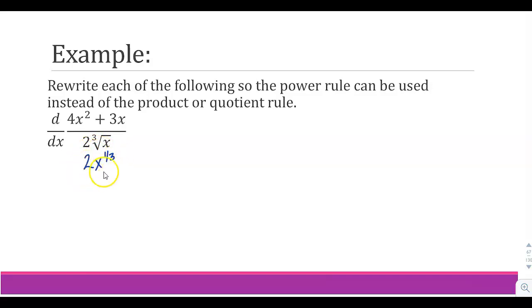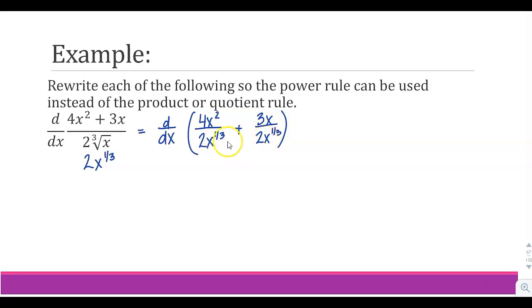And the whole idea behind the one term on the bottom being helpful is that it allows us to split up the fraction. So we're going to take the derivative instead of 4x squared over 2x to the 1/3 plus 3x over 2x to the 1/3. So I've turned this into a sum of two different terms now. And I can simplify each one of these terms and just use the power rule on it.